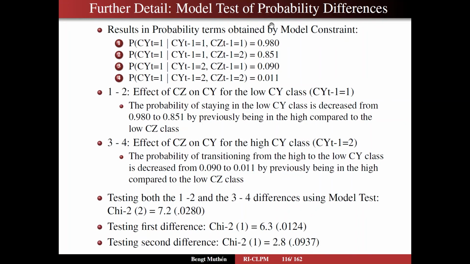Now you can test these probability differences using model test. You test whether both of them are the same, that the difference between 1 and 2 and between 3 and 4 is nonexistent. This gives a chi-square with a sort of ambiguous outcome. But if you test the first difference, with 1 degree of freedom, then you see more of a sign of significance. That is, there is some difference in those probabilities, but less so in the second difference, 3 to 4. So one could say that this 1 to 2 effect is the most important one, and presumably the one that gives the significant effect of Z on Y, Z influencing Y.